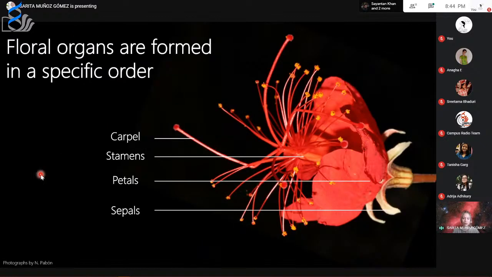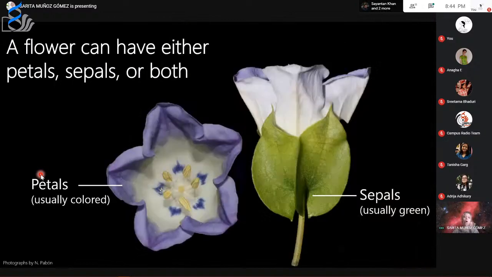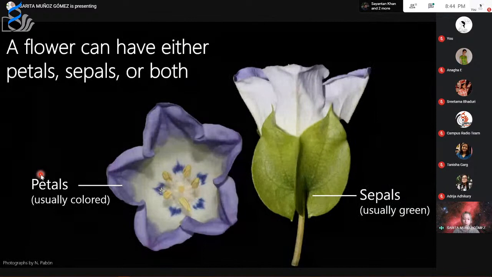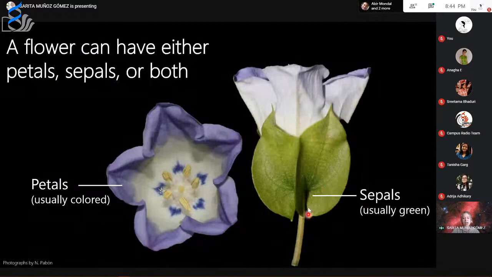As many of you may know, floral organs are formed in a very specific order during development. So sepals are formed first, then petals, stamens, and carpels. And a flower can actually only have petals, only sepals, or it can have both. Sepals are usually green, as you can see here, and they protect the floral bud when this is young. And the petals are usually very colorful because they attract pollinators.